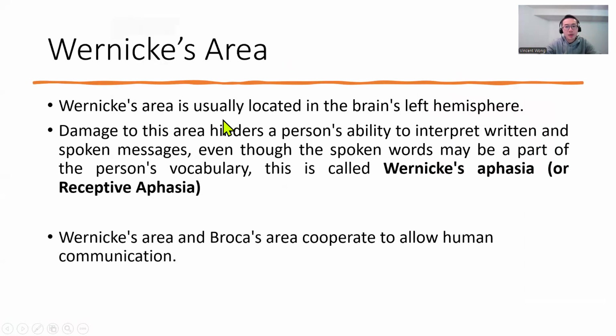Wernicke's area is located also on the left side for most people, and it's part of the temporal lobe. In this case, it allows the person to understand written as well as spoken words. And if the person damages the Wernicke's area, then they have Wernicke's aphasia or receptive aphasia. They will have trouble understanding other people. So, like I said, the two areas work together to allow human communication.